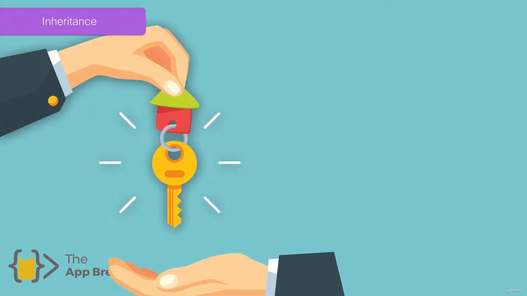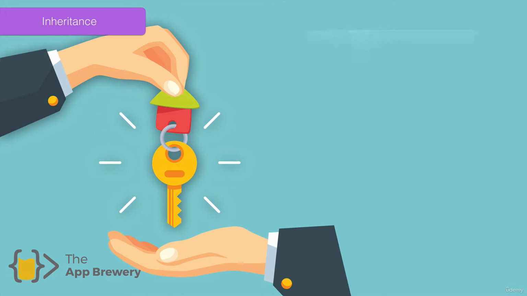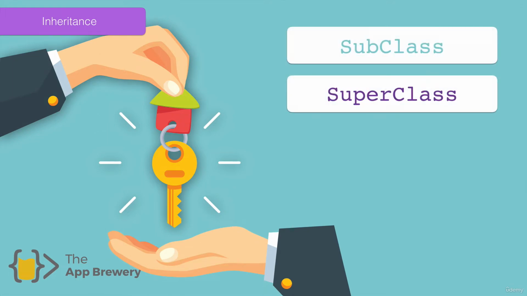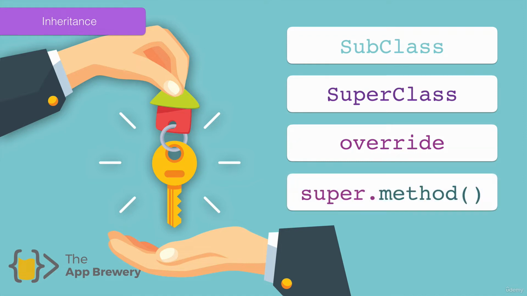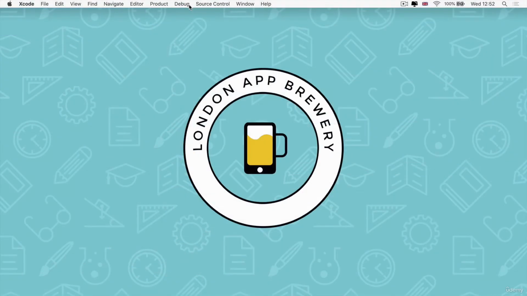So in this lesson, I'm going to talk about how to create an object from a class. But in addition, I also want to talk about some of the core concepts of object-oriented programming, namely inheritance, subclasses, superclasses, what it means to override a method, and what it means to call a method from a superclass. So let's create a separate project in Xcode to show these concepts in action.